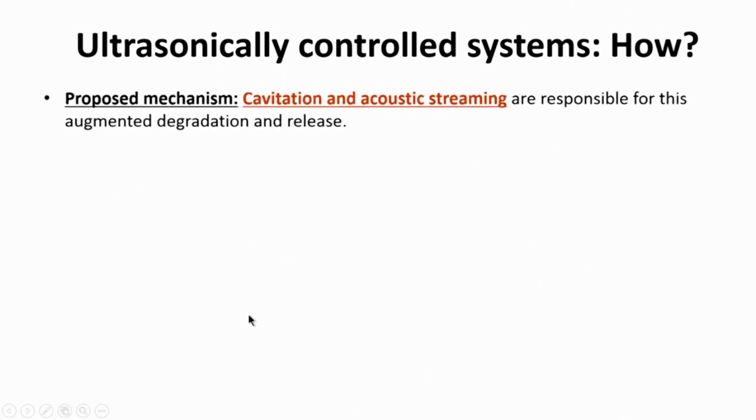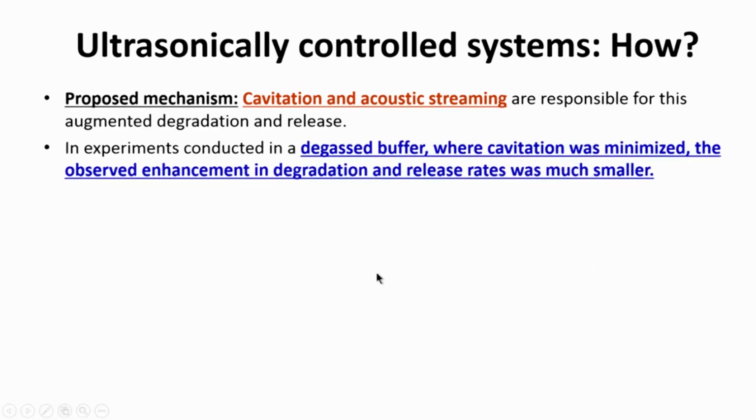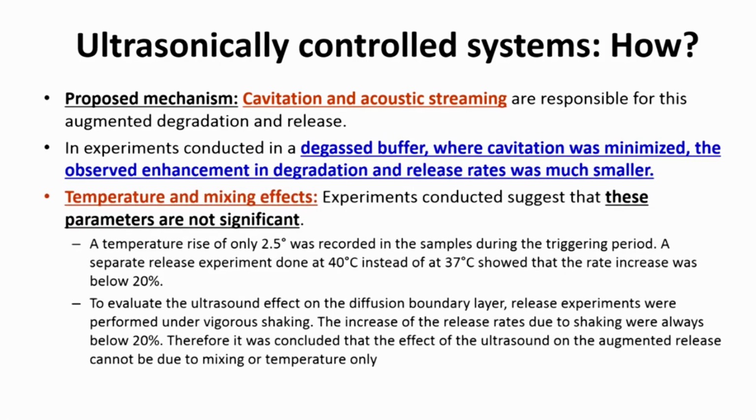So, how does this happen? The proposed mechanism is cavitation and acoustic streaming, which are responsible for degradation and release. If you do an experiment in a degassed buffer, a buffer which is completely degassed so that you have minimized cavitation, you find that the release rate and the degradation are much smaller. That is how you can conclude that cavitation is one of the major players that causes the release rate to increase.